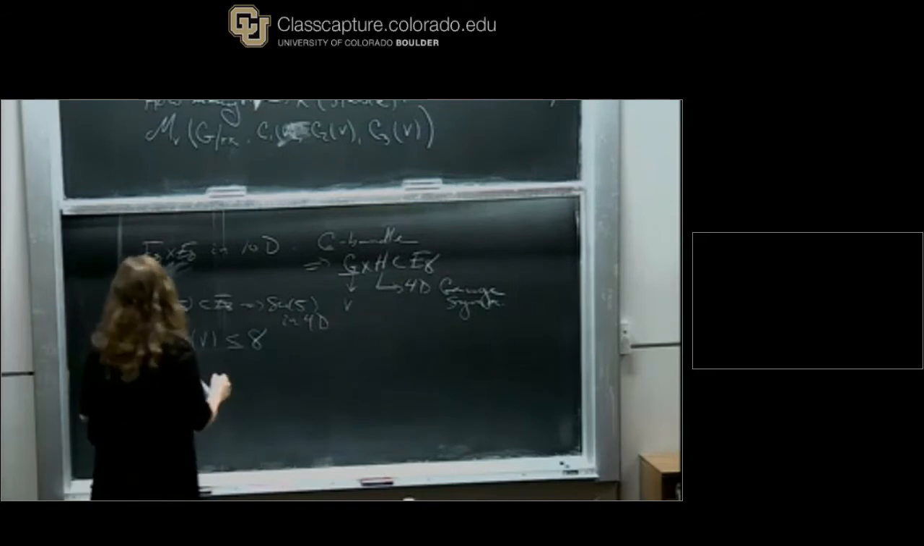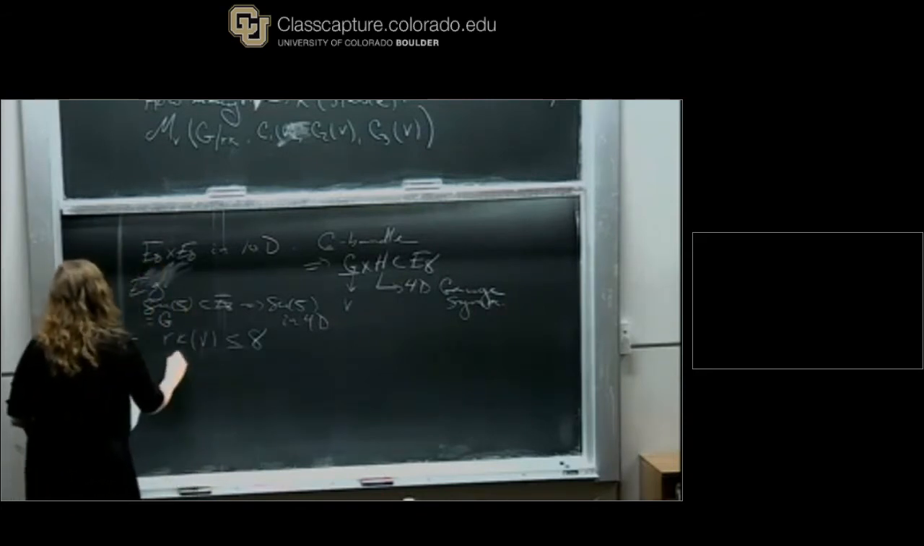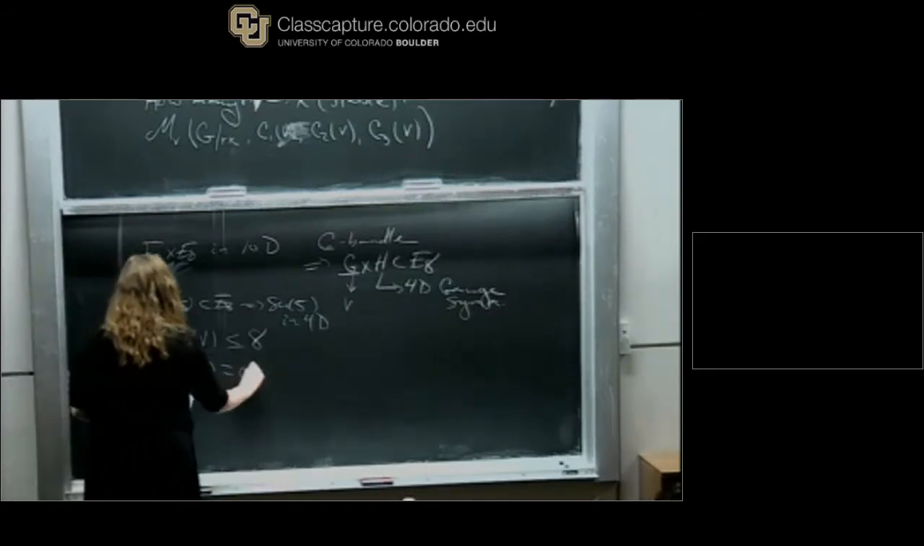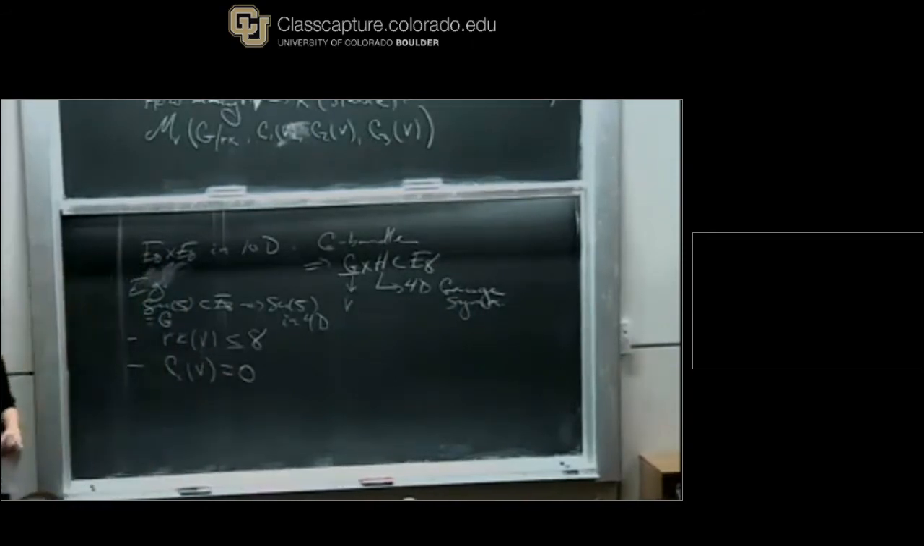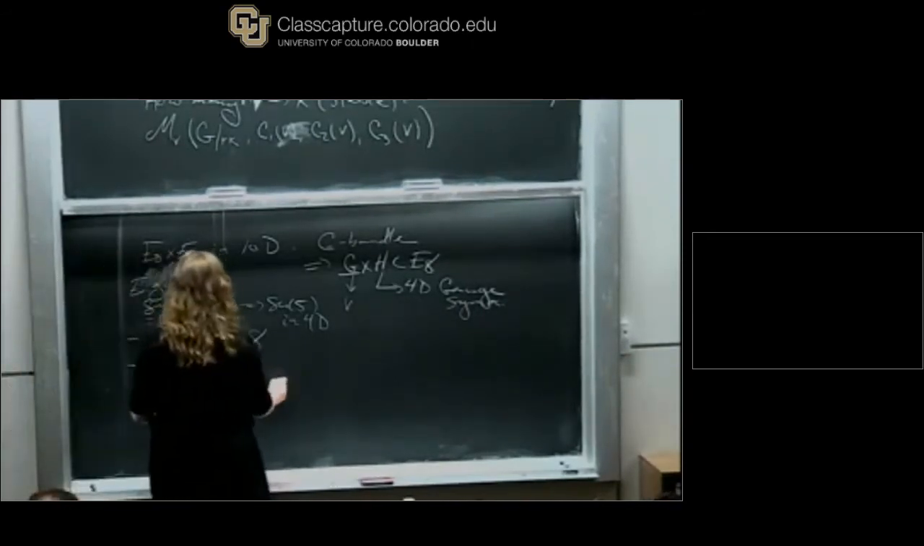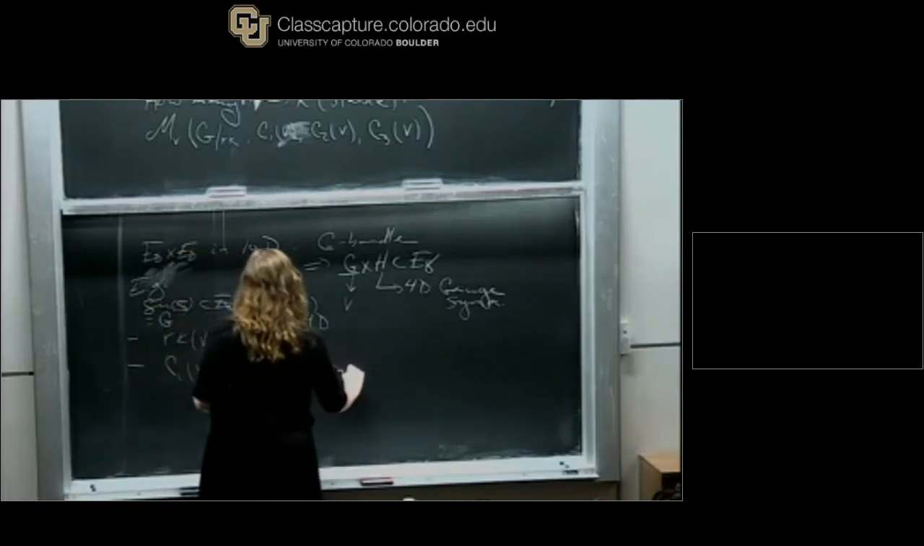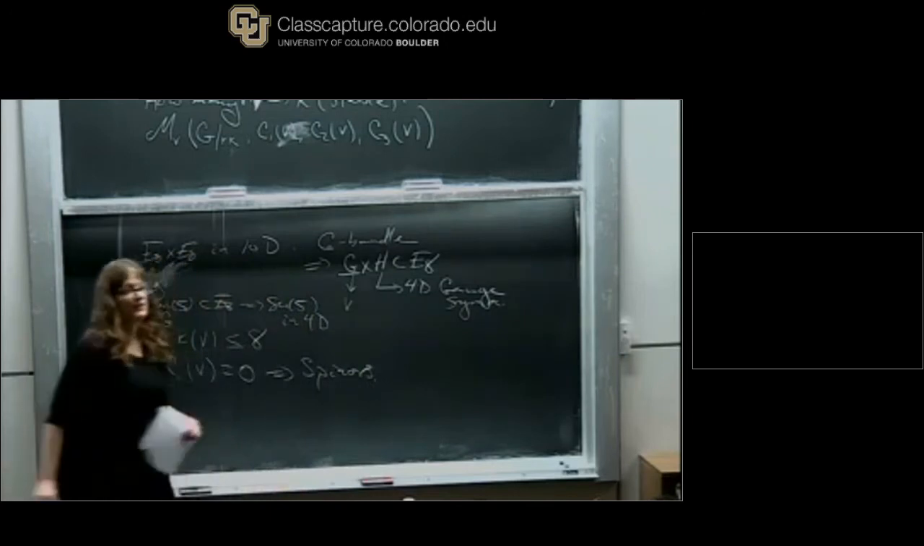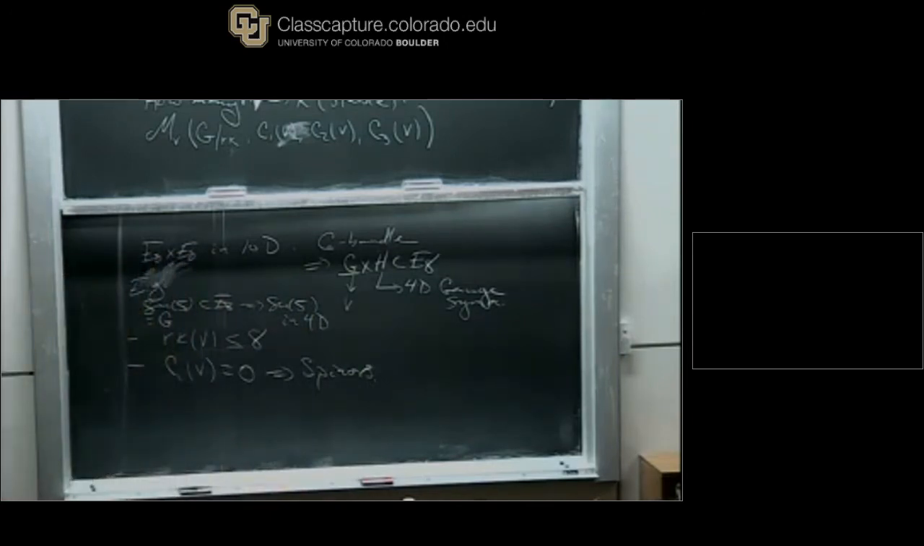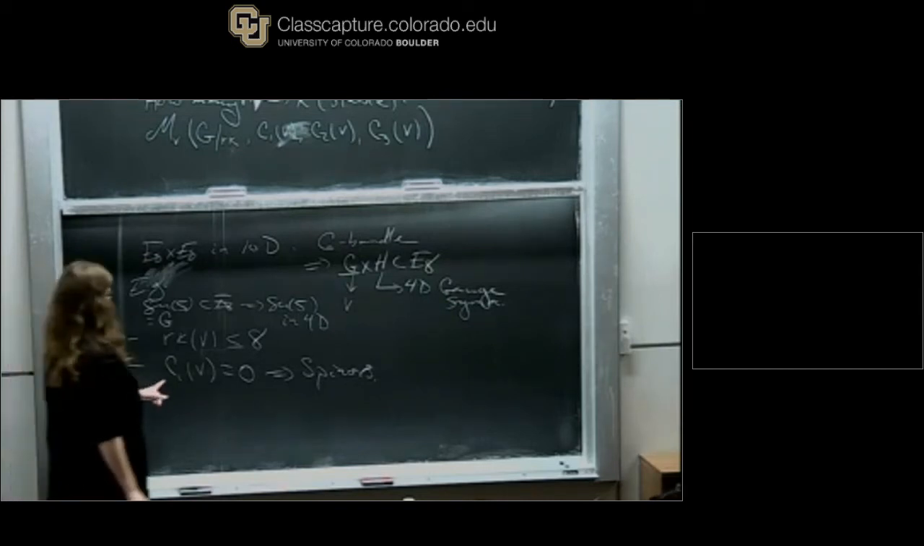Other constraints: C1 of V has to be 0, actually strictly 0 mod 2. This is the vanishing of the Stiefel-Whitney class. This is spinors. So spinors in the 4D theory are not just valued in the tangent bundle of the space, they also talk to the gauge fields. So in order to have spinors, I need C1 equals 0.